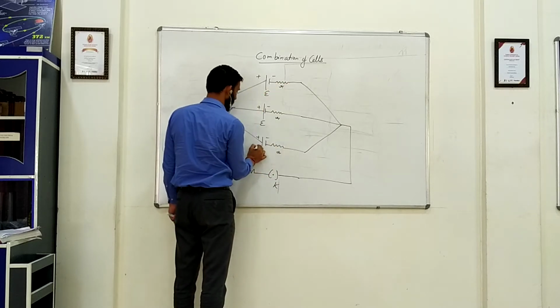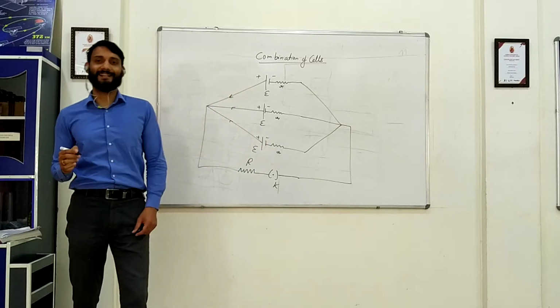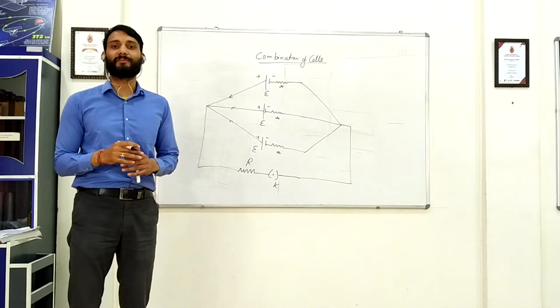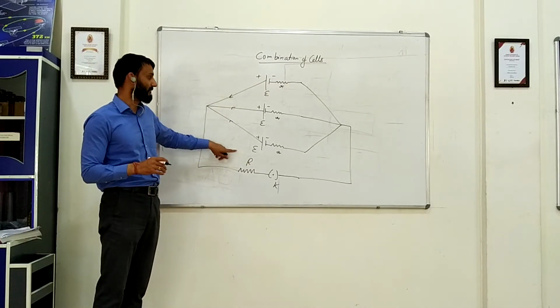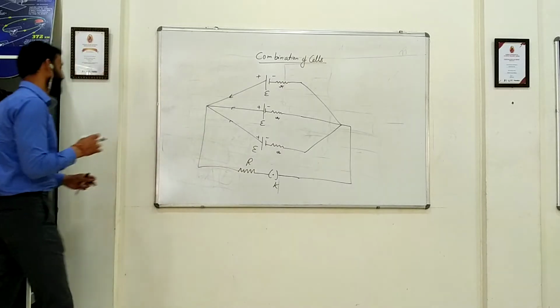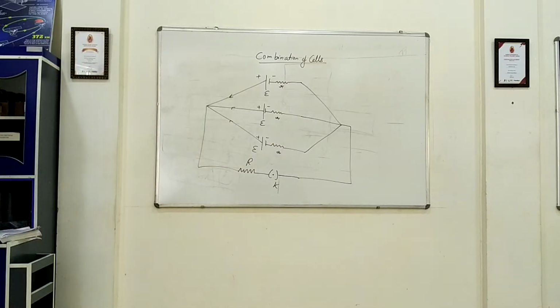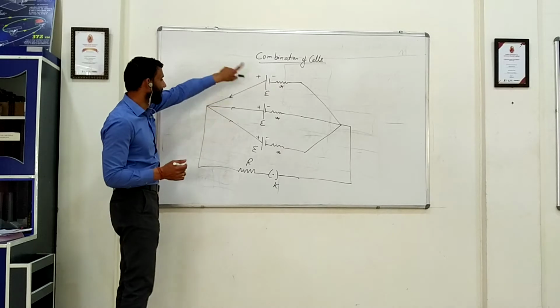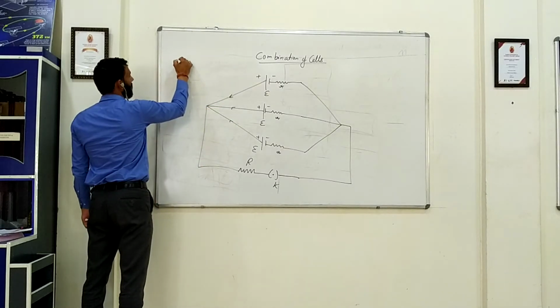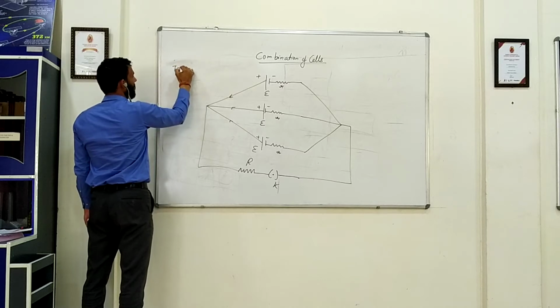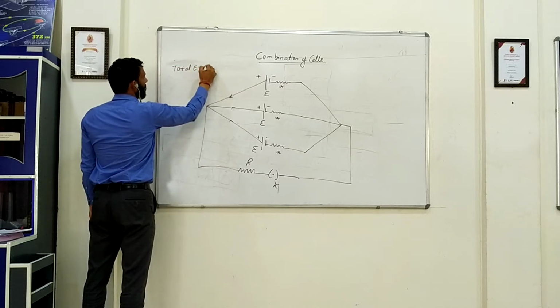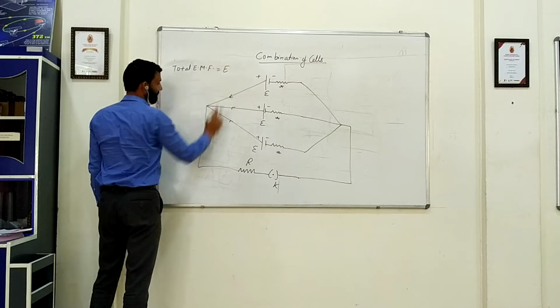EMF is E. Now remember one thing: whenever cells are connected in parallel, their total EMF will be equivalent to the EMF of a single cell. And what is the EMF of a single cell? In this case, the EMF of a single cell is E. So the EMF of all these cells, that is total EMF, would be E.